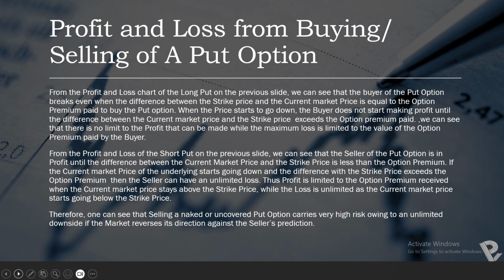Thus, the profit is limited to the option premium received, while the current market price stays above the strike price, and the loss is limited or unlimited as the current market price starts going below the strike price. Therefore, we can see that selling a naked or uncovered put option carries very high risk owing to an unlimited downside if the market reverses its direction against the seller's prediction.